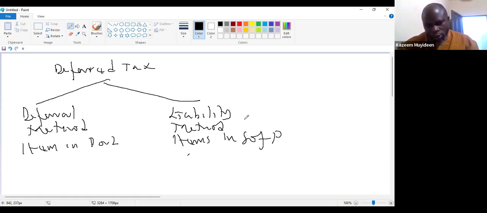So these are the two methods to calculate deferred tax. The deferred method makes use of items in the P or L. That is why it's also called the income statement approach method. But when you are making use of items in the statement of financial position, like machine, PPE, trade receivable, trade payable, and so on, they call it the liability method. Good. Let's go back to the question. Look at this question 5.